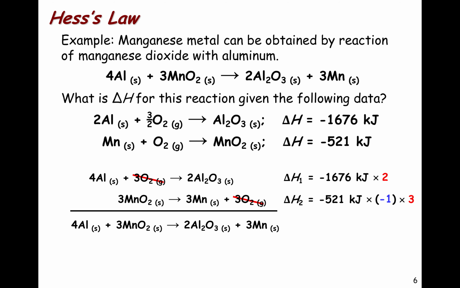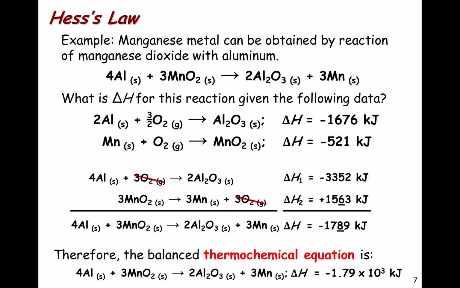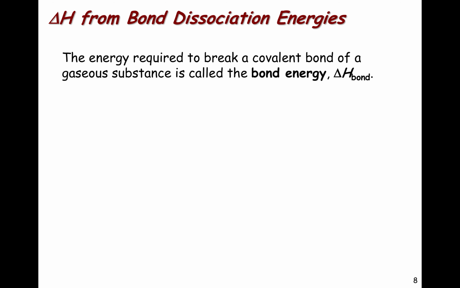It turns out that when you do that, you end up with the same reaction you have in the first reaction. Therefore, we can add together our enthalpies, and this gives us the overall enthalpy of this reaction, which is negative 1,789 kilojoules. So, the balanced overall thermochemical equation can be written as the balanced reaction plus the enthalpy associated with it.